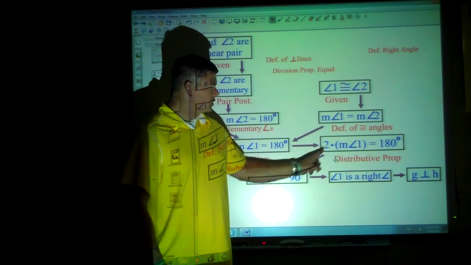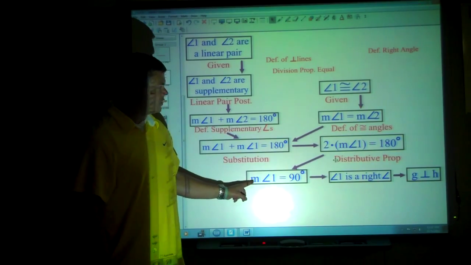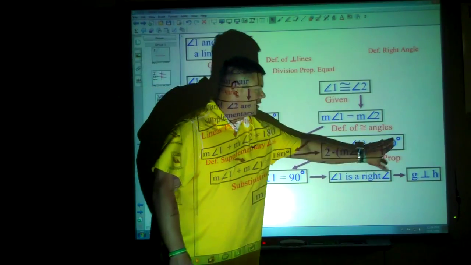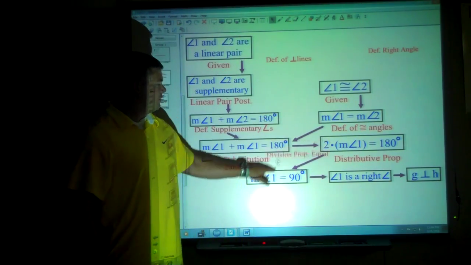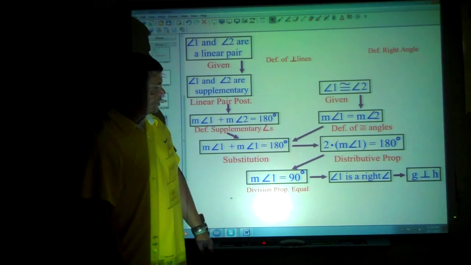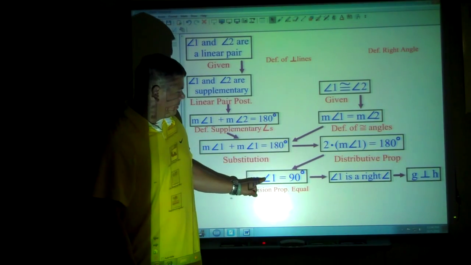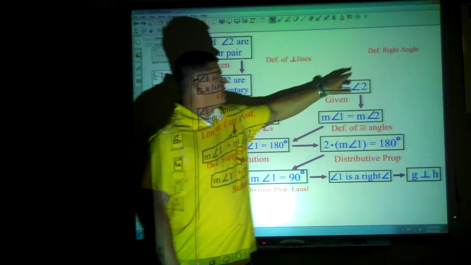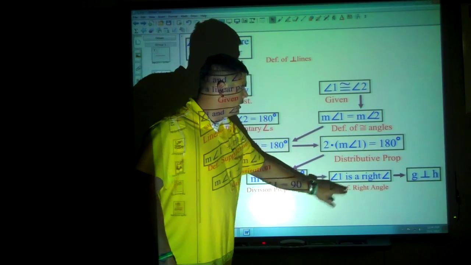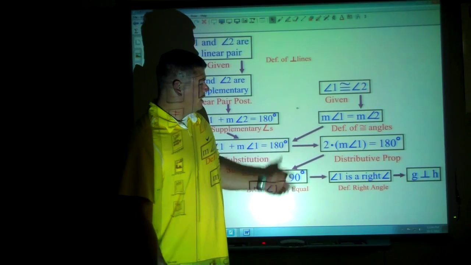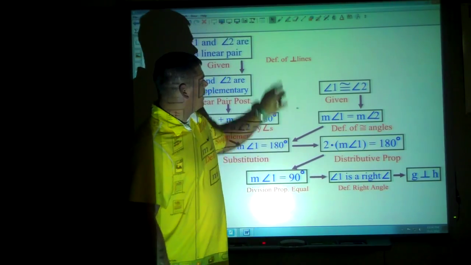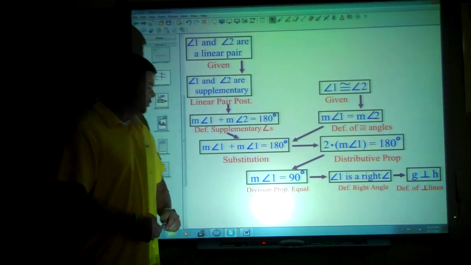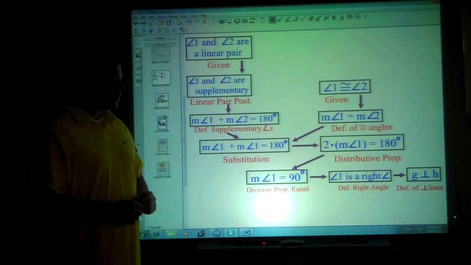Next, you'll notice that the 2 is gone from this next box, and 180 is now 90. Both sides of the equal sign were divided by 2. So that was the division property of equality. From there, I've gone from the measure of angle 1 equals 90 degrees to angle 1 is a right angle, which would be the definition of a right angle. And lastly, if I have an angle 1 that's making a right angle, then G and H have to be perpendicular to each other because of the definition of perpendicular lines.